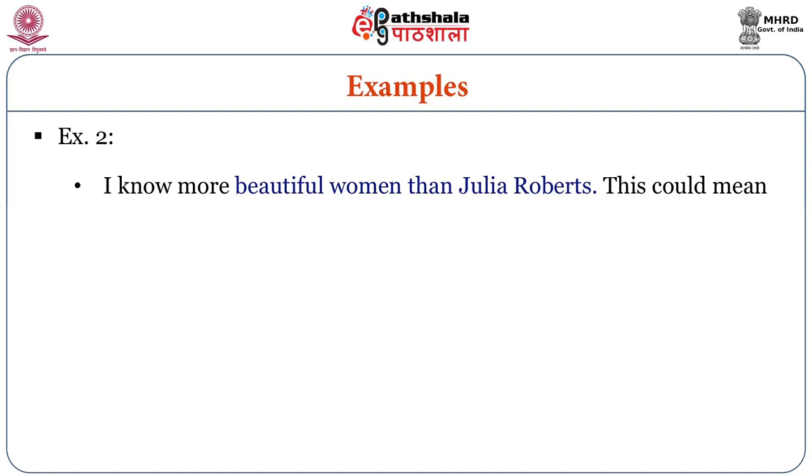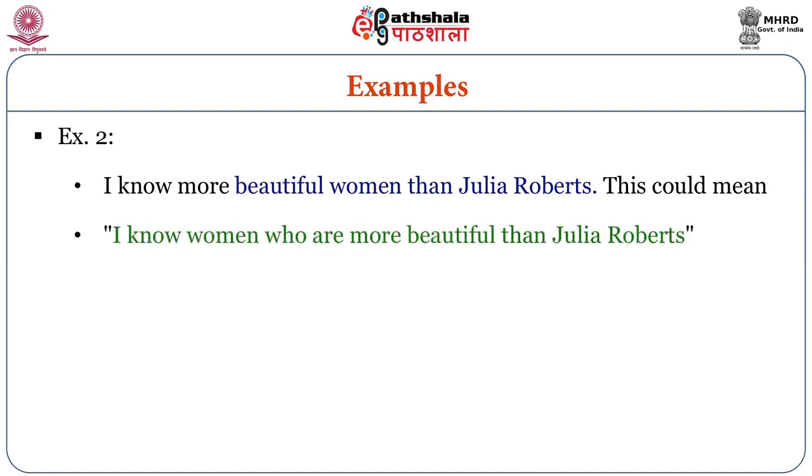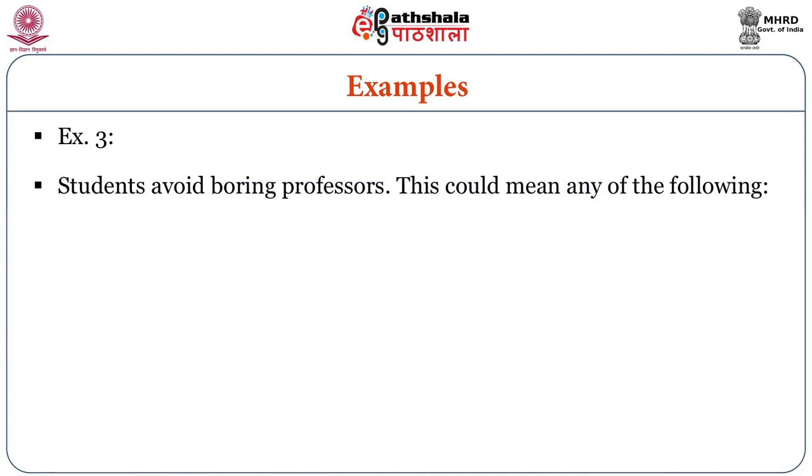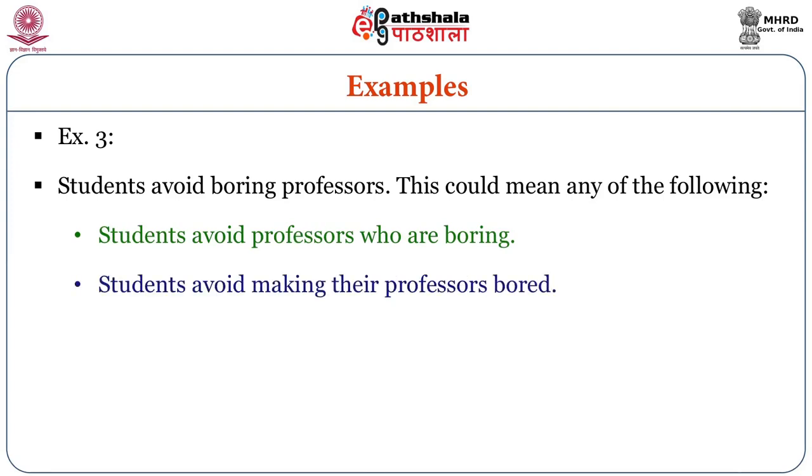Example 2: I know more beautiful women than Julia Roberts. This could mean either I know women who are more beautiful than Julia Roberts, or I know more beautiful women than Julia Roberts does. So this is ambiguity. Example 3: students avoid boring professors. This could mean any of the following. Students avoid professors who are boring. Students avoid making their professors bored.